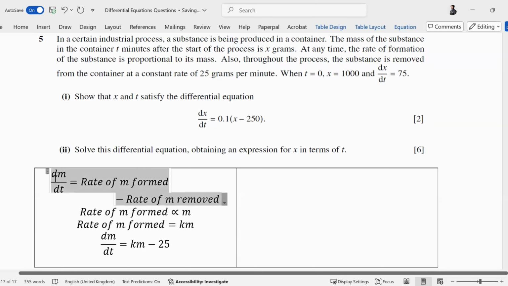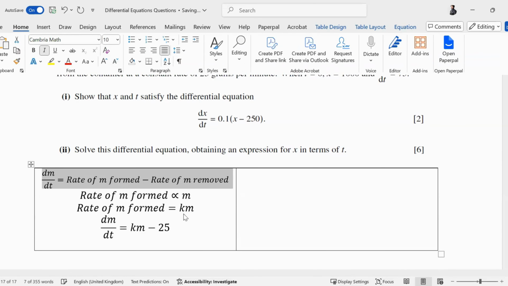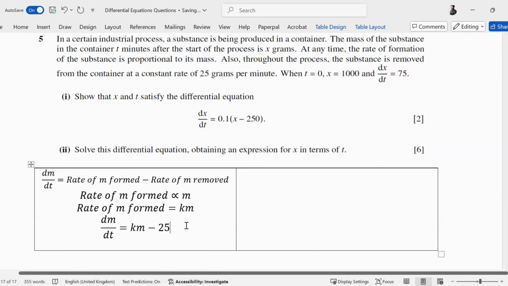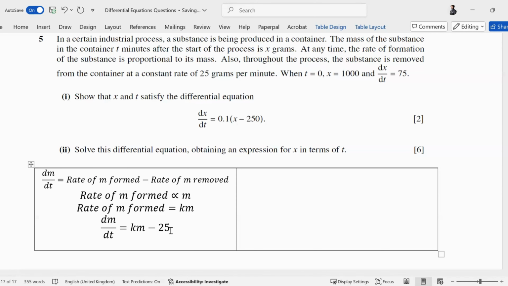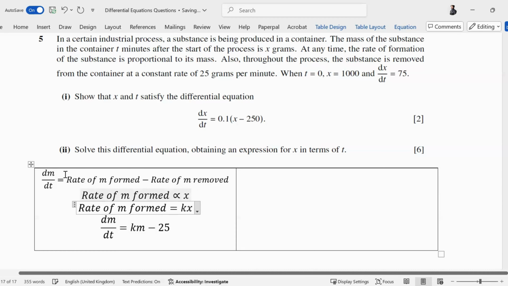If you are unable to understand this, let me know. Understand this well. Is this right? If you don't write, you will never understand. dm by dt is km minus 25. The question said x, yes it is x grams. Sorry, I should have taken it as x. Thank you. I'll make this x, no problem. The mass was given in x grams, so we should have taken it as x.